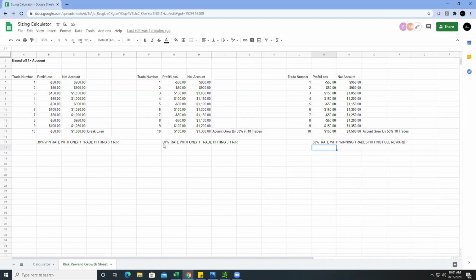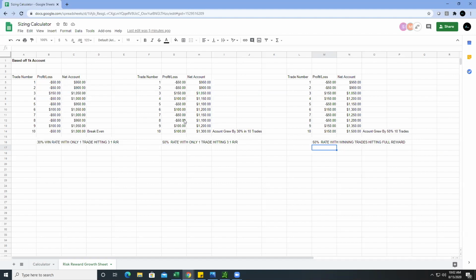Here's the same example. All we're doing is getting a 50% win rate. Everything else is the same, on a $1,000 account in 10 trades. We've upped the win rate because everyone should be about a 50% trader. Your account grows by 30% in 10 trades.